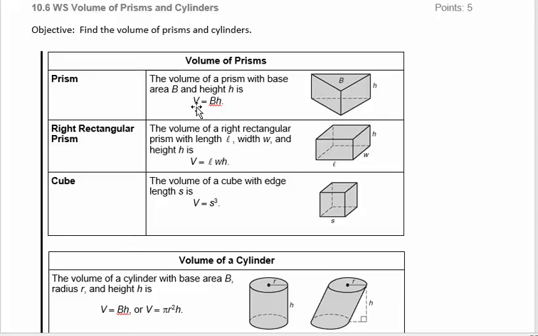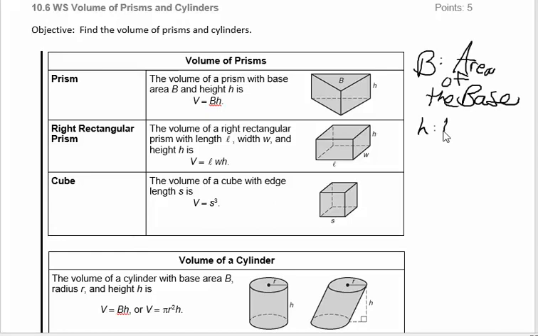V stands for volume of a three-dimensional figure. Big B stands for area of the base, not one number. It has to be calculated. And h is the height of the prism or cylinder. It's the same thing. It's the height of the three-dimensional figure. So big B again is area of the base. Has to be calculated. And h is height of the three-dimensional figure.